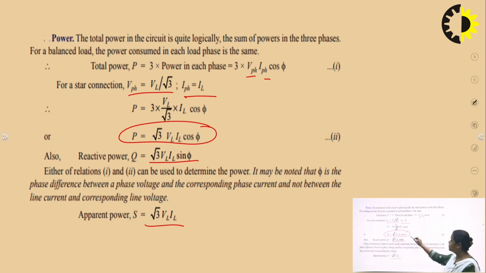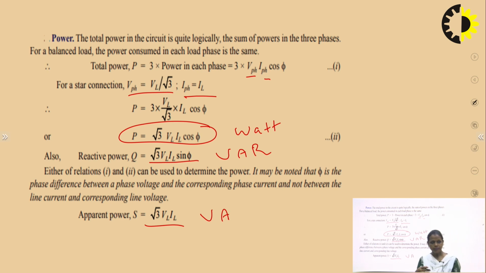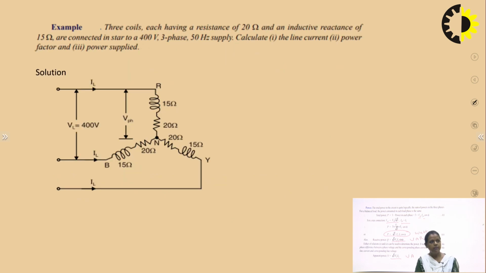So what is the unit of this active power? What is the unit of reactive power? It is volt ampere reactive, and the apparent power unit is volt ampere, right? So just make a practice to write units for each parameter.